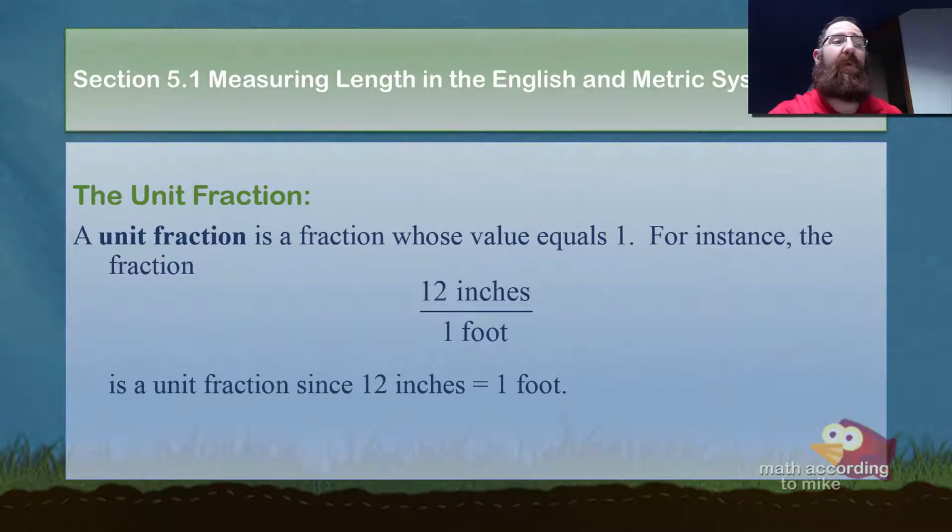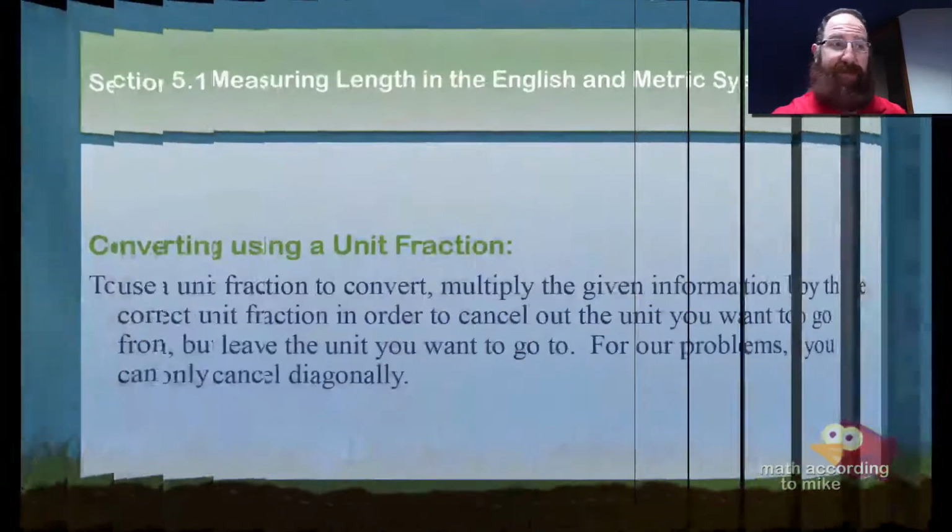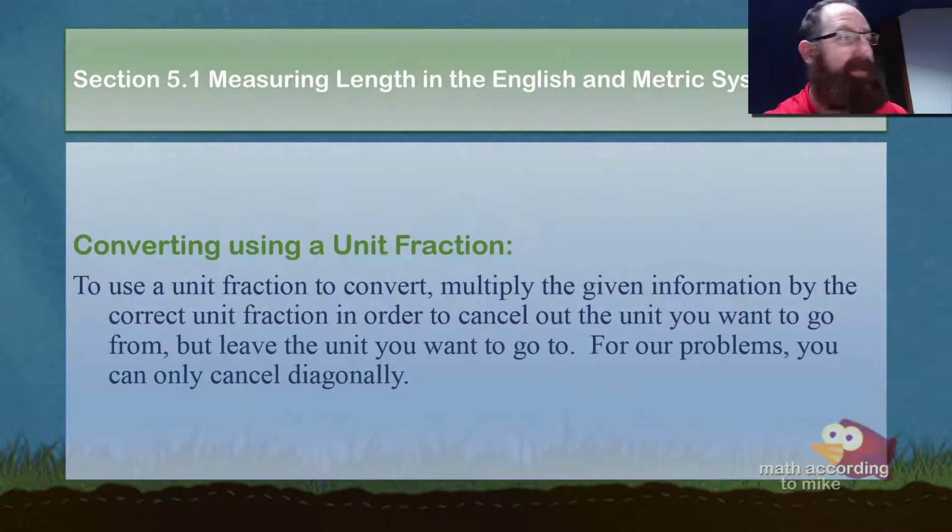Now, technically, if I wrote 1 foot over 12 inches, it's the same, it also equals 1. However, you want to pick your unit fraction in such a way that, as we're going to see, things cancel correctly. For an example of that, oh wait, no, I lied to you. That's the next slide. So to use a unit fraction to convert, we're going to multiply the given information, so I might say like 2.35 inches, by the correct unit fraction in order to cancel out the unit that you want to go from, but leave the unit that you want to go to.